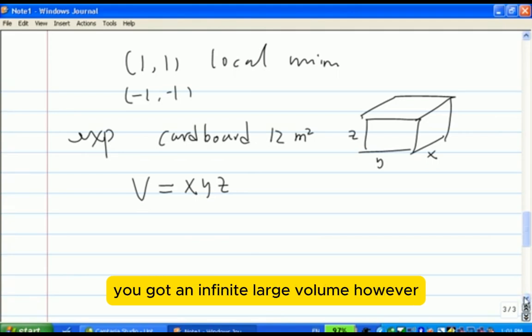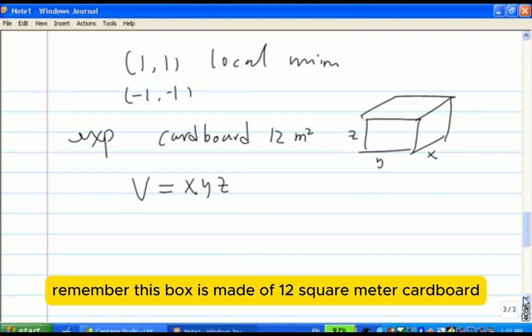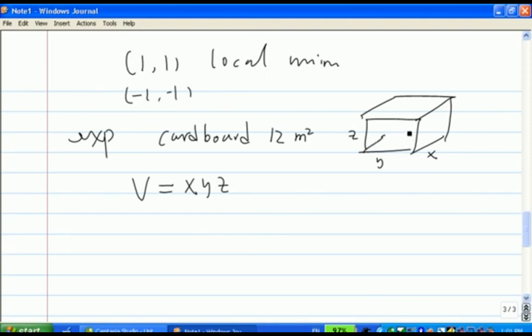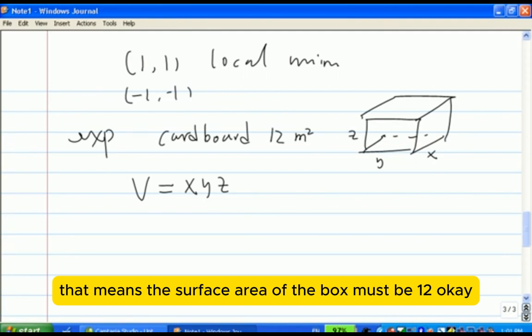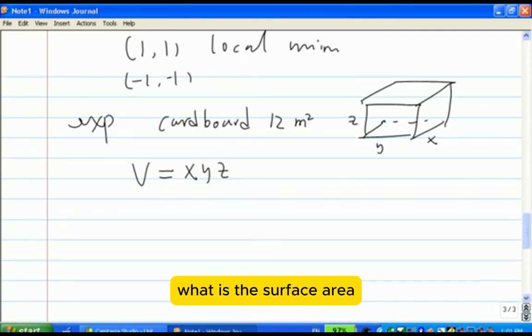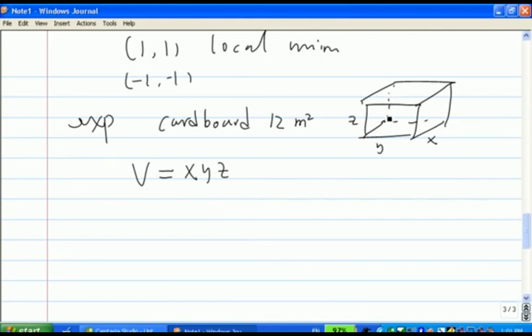Okay. However, remember this box is made of 12 square meter cardboard. Okay. Remember this box is without lid. So what do we mean by that? That means the surface area of the box must be 12. Okay. What is the surface area?